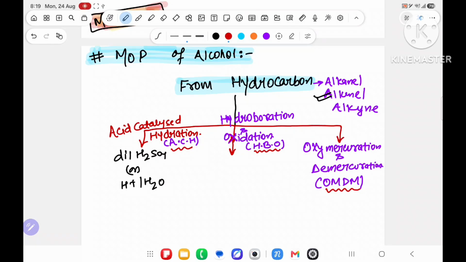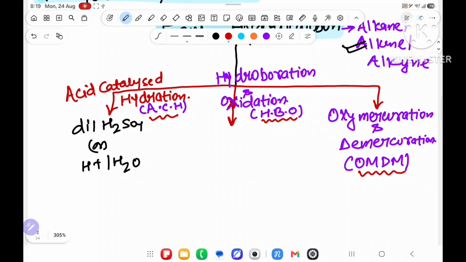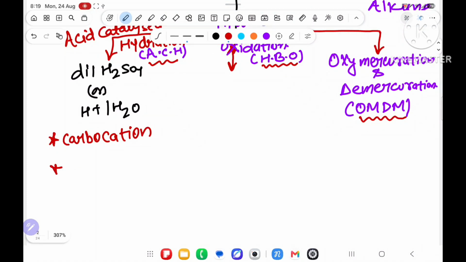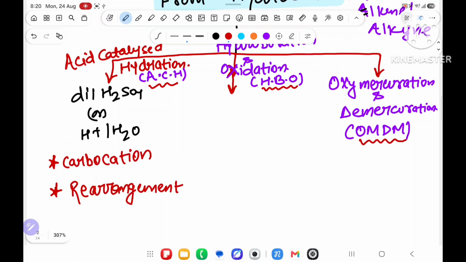These all reagents will give what? Alcohol. First reagent has a property that it will form carbocation. What it will form? Carbocation. And if it will form carbocation, then it will do rearrangement. I will do questions also, don't worry about it. But first I am writing all the important points. Second important point, reagent is H plus H2O.